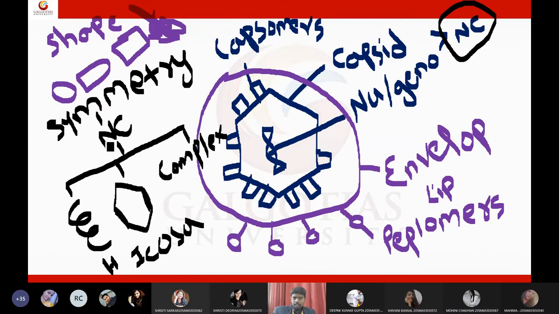The shape of the nucleocapsid is called symmetry. This symmetry is of three types: helical symmetry, icosahedral symmetry, and complex symmetry. Now I will discuss the shape of the icosahedral symmetry. Icosahedral symmetry is very important.